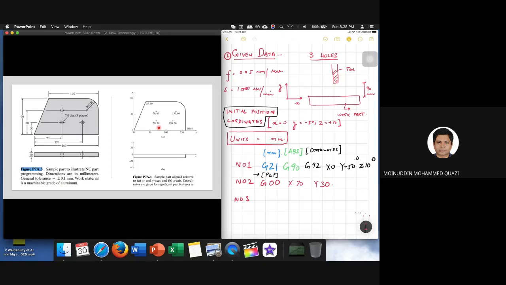G95 is specify feed per revolution in milling. And then I will write the feed, and then I will write the spindle speed, and then I will start the spindle. So let's tell the tool that you have to move downward. But before that we need to specify feed. So I will write the feed first. I will specify the feed unit first.